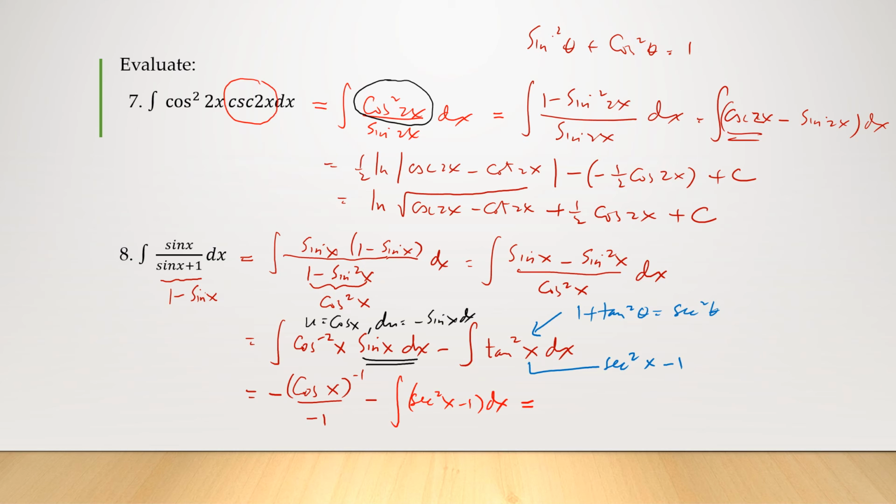Okay, continue. Negative times negative 1, that will be positive. And cosine x raised to the power of negative 1 is 1 over cosine or secant x, minus. We then integrate secant squared x, which we know is equal to tangent of x. And then minus 1, that will be positive. The integral of dx is x plus the constant c.